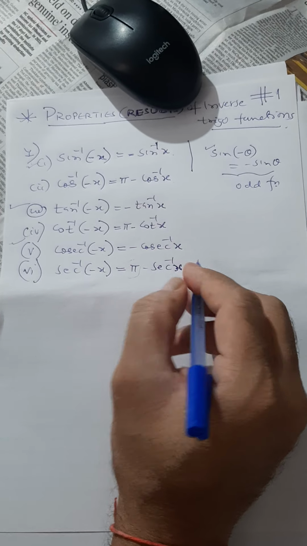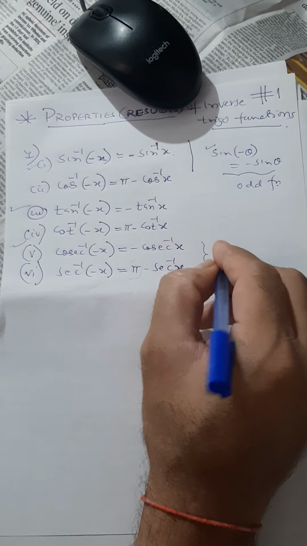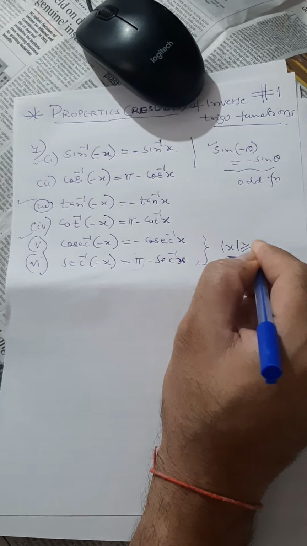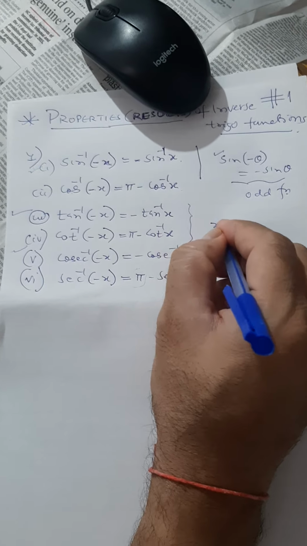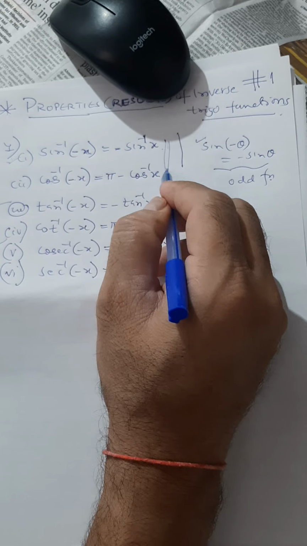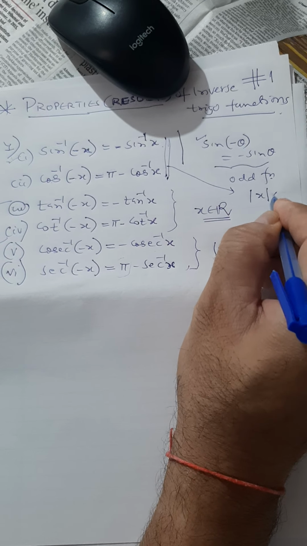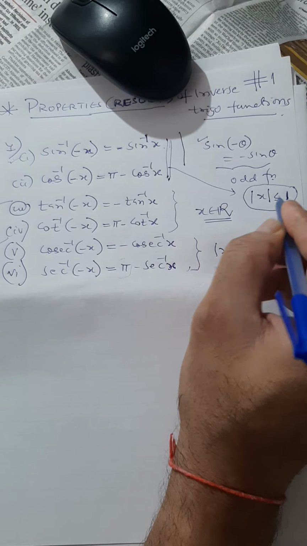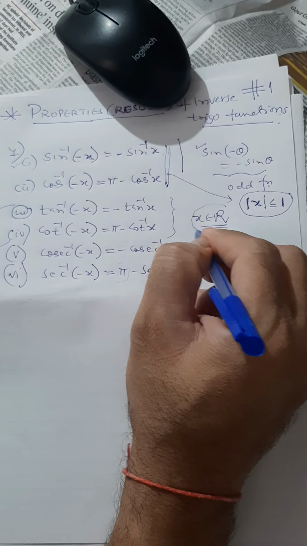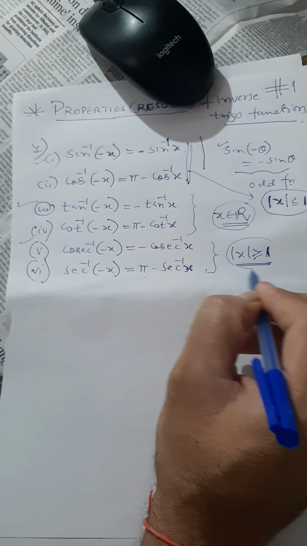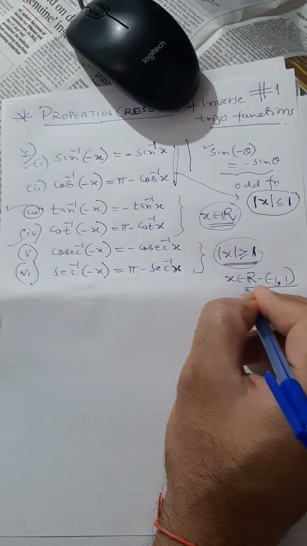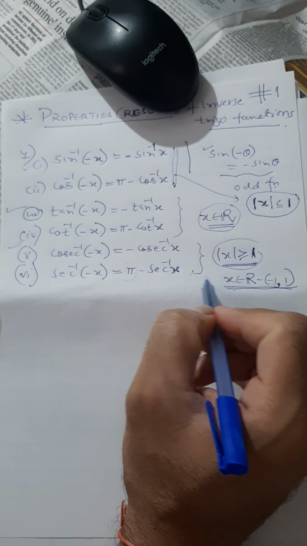This is always true. If you want to write the domains, for these two functions the domain is modulus of x greater than or equal to 1. For these two functions, the domain is x belongs to R. You go back to the last session, you will realize. And for these two functions, the domain is modulus of x less than or equal to 1. This is just for your information. That means x should be between minus 1 and 1. Here x can be any real number, and here x belongs to all real numbers other than minus 1 to 1. That is nothing but the range of cosec and sec functions.